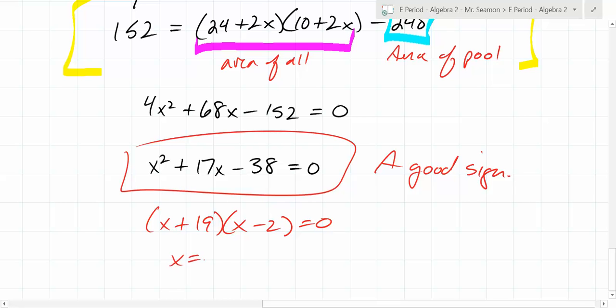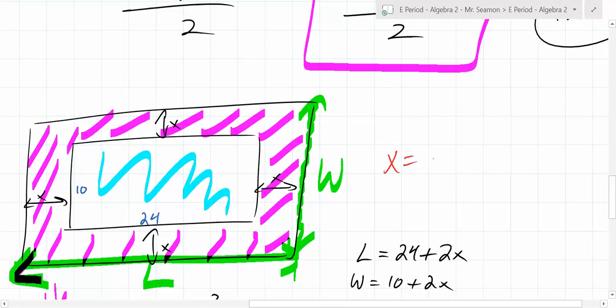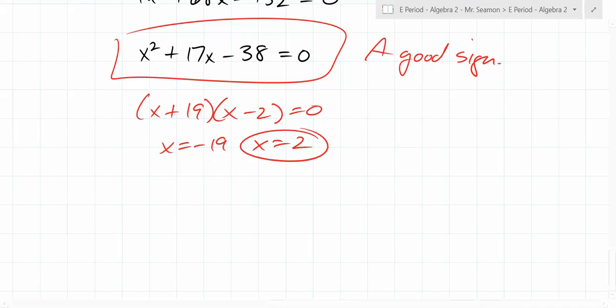So x is either negative 19 or x is equal to 2. What did x represent up here? X was the width of what? Walkway, right? So when you label what it means, you go down here and you're like, oh, there's two answers. Which one does it have to be? Better be 2, right? Negative 19 inverts itself and becomes a black hole, and all the universe ceases to exist.